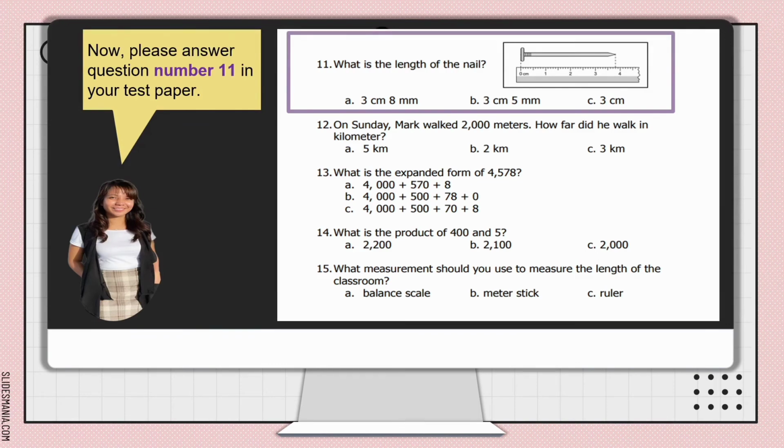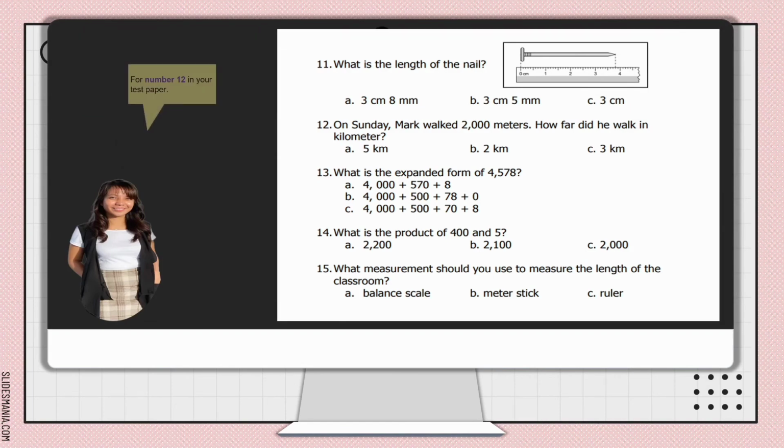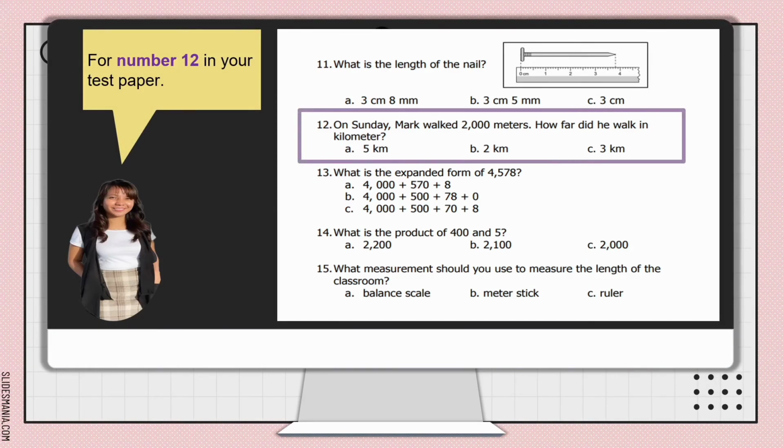What is the length of the nail? Take a closer look at the picture so that you can count the number of millimeters. If you need more time on this question, you may pause this video for a while. But if you're ready for number 12, then proceed. For number 12 in your test paper, let me read the question first.